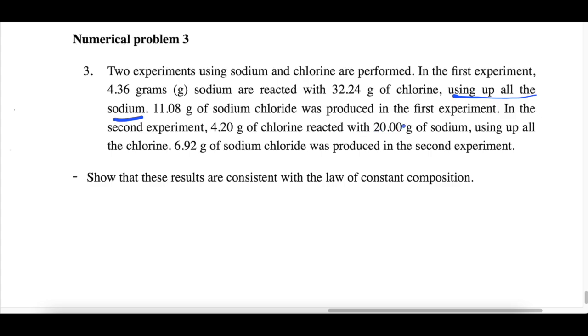The same experiment was conducted but with different beginning masses. Here, 4.20 grams of chlorine reacts with 20.0 grams of sodium. This time all the chlorine was used, and the product is composed of 6.92 grams of sodium chloride. Show that these results are consistent with the law of constant composition.